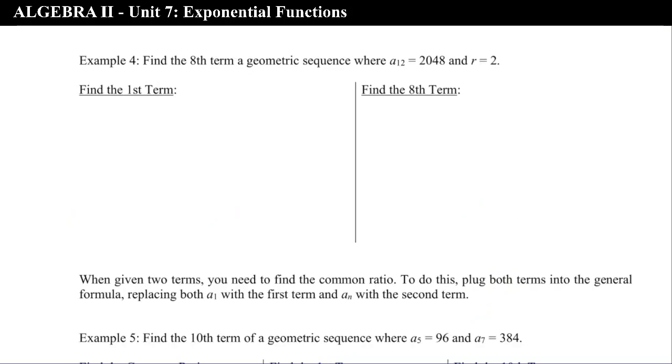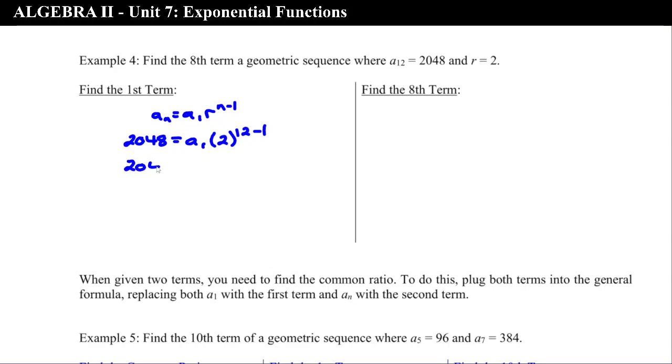Now let's look at if we know a term and the common ratio. Well, we have the common ratio. That's one of the two things we need, but we also need to know what the first term is. And we can find that by using our general form of a geometric sequence: a sub n equals a sub 1 times r to the n minus 1. We're going to substitute in for a sub n our term that we're given, 2048. We're looking for a sub 1. We know r is 2, and since we were given the 12th term, our n is going to be 12.